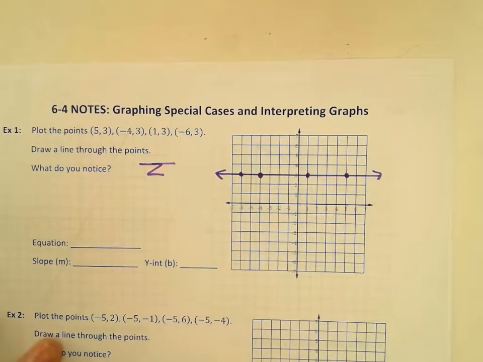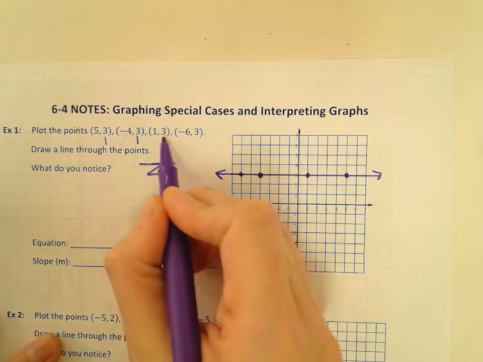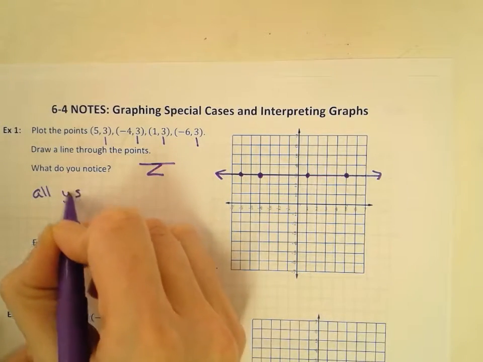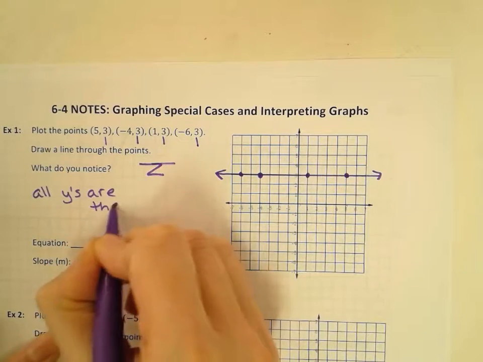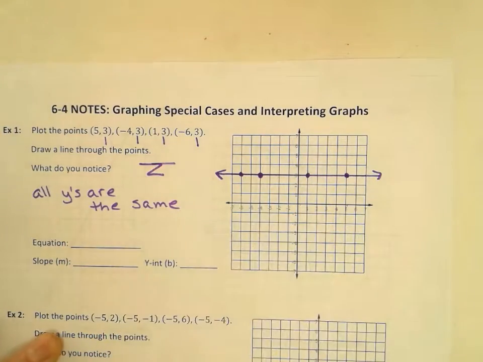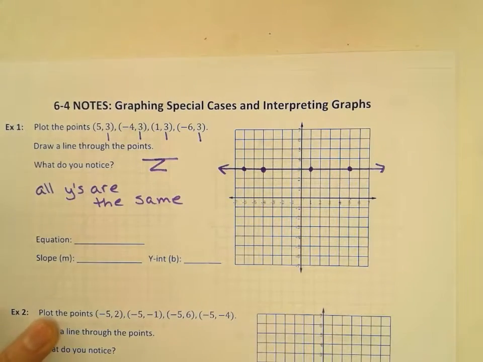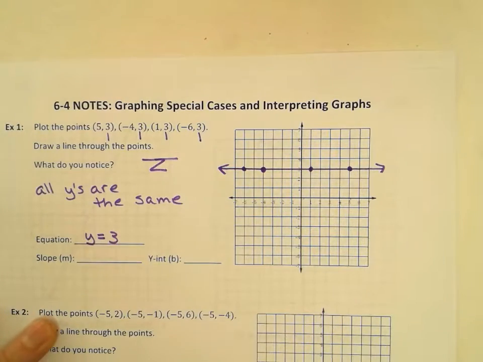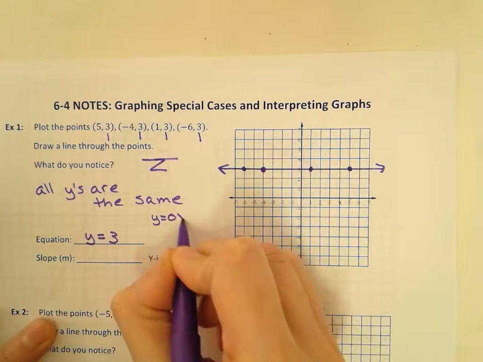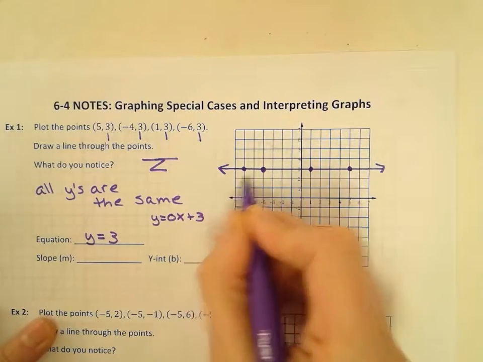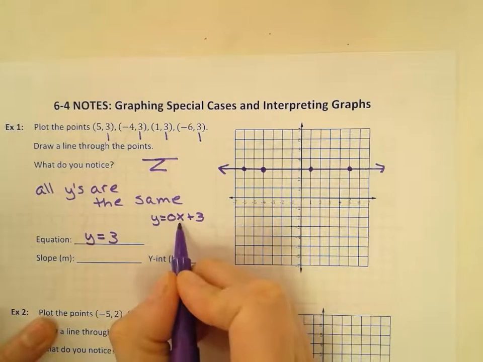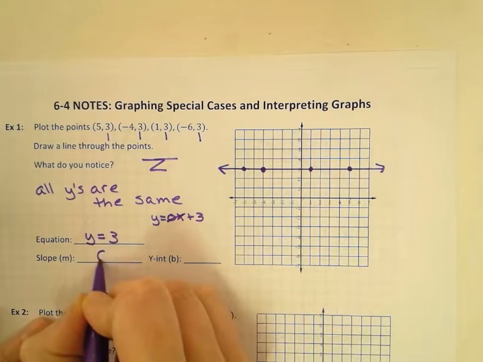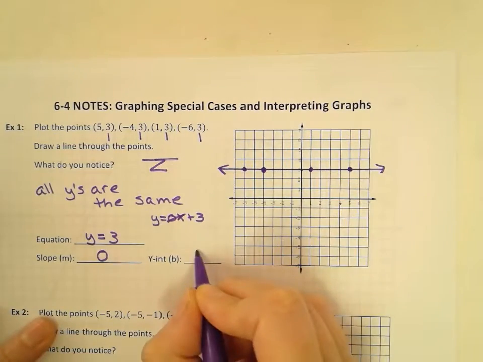And also something else you should notice, every single one of our y values is the exact same number. So all y's are the same. When you have a 0 slope like that for an equation, your equation is just going to be y is equal to 3. If I tried to put my whole equation like y is equal to 0x plus 3, because our slope is 0, it's a flat line right here, well, 0 times x is 0, we just get rid of it. That's why it's actually y equals 3. So the slope is 0, and our y-intercept is also positive 3.